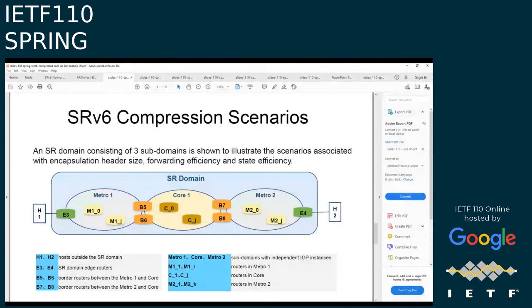He's showing the SRv6 compression scenario slide. This page gives basic scenarios. We hope to analyze each solution based on this figure. It consists of 3 subdomains, and we will use this to analyze such as the header size, the forwarding efficiency, and the state efficiency. Okay, next page.